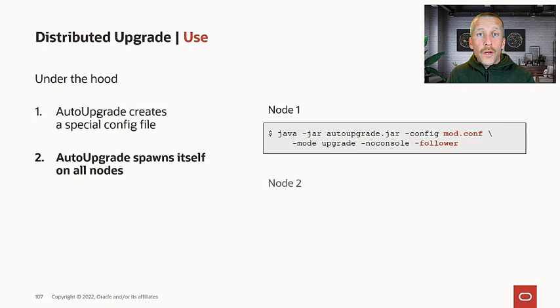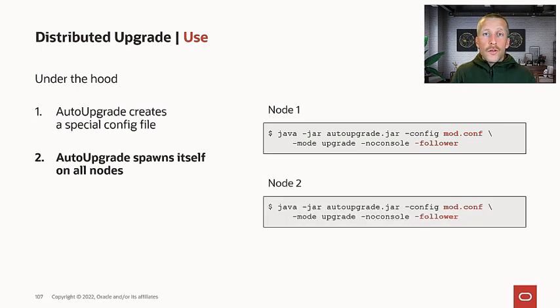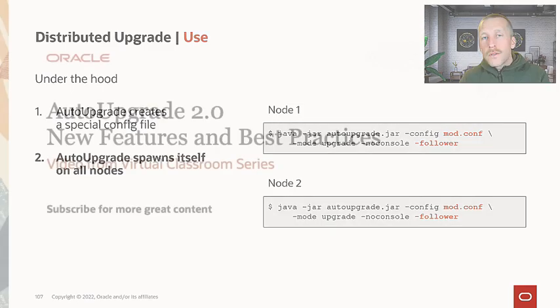Then auto upgrade will spawn itself on all the nodes in the system. It'll use the special configuration file that auto upgrade created under the hood and start auto upgrade in a special way that you should never start auto upgrade like this. This is simply to illustrate what happens underneath the hood. We're using auto upgrade in a special mode that allows the use of distributed upgrade.